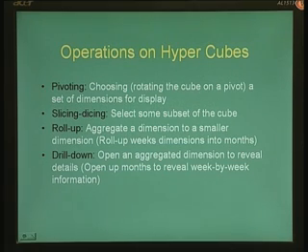Similarly, the opposite operation of roll up is the drill down operation, where given an aggregated dimension, you open it up in order to reveal more details. That is, open up months to reveal week by week information, or open up weeks to reveal day by day information, and so on and so forth, provided that exists in the database in the data warehouse.